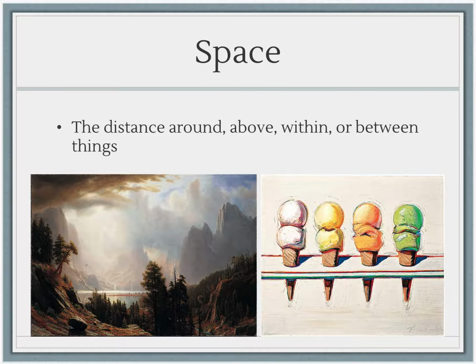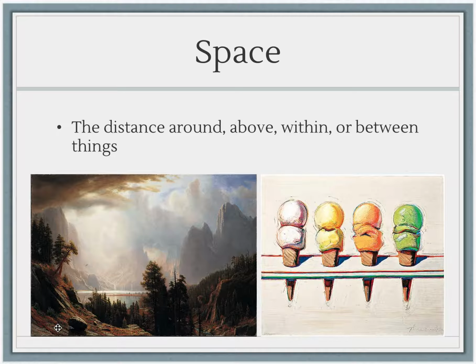Then we have space, and space is just about distance. So the distance around, above, within, or between things. So we could describe these ice cream cones as having very even and regular space because there's the same amount of space between them, above them, around them, and below them.